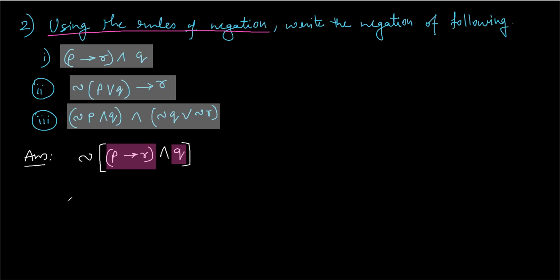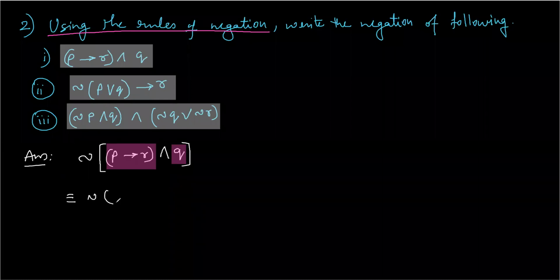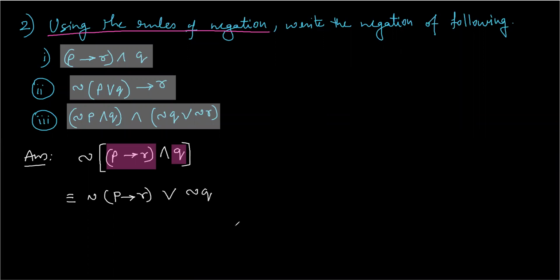So here you will have negation of P implies R, or negation of Q. The next step is, now you have to write negation of P implies R. The rule of negation of P implies R says that it is P and negation R. So negation of P implies R is P and negation R, or negation Q as it is. So this is answer for the first one. We wrote the answer for the first one.